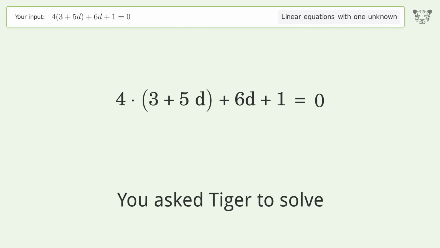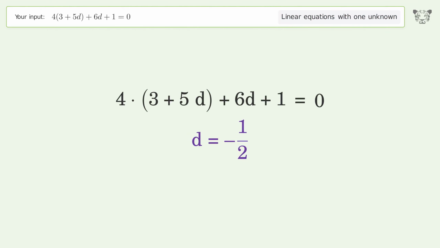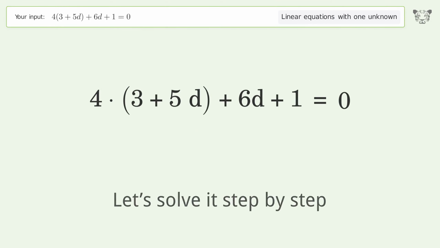You ask Tiger to solve. This deals with linear equations with one unknown. The final result is d equals negative 1 over 2. Let's solve it step by step.